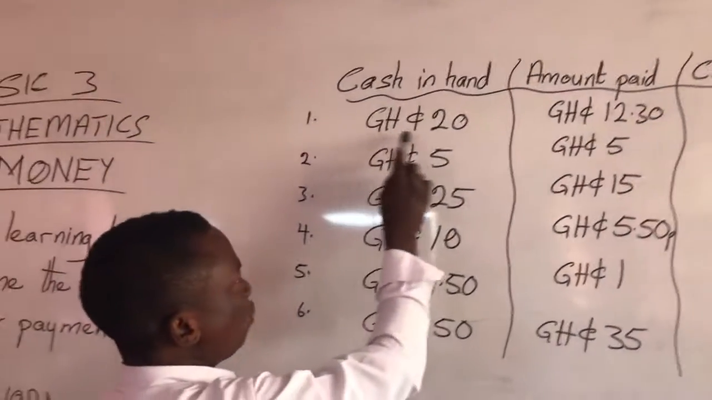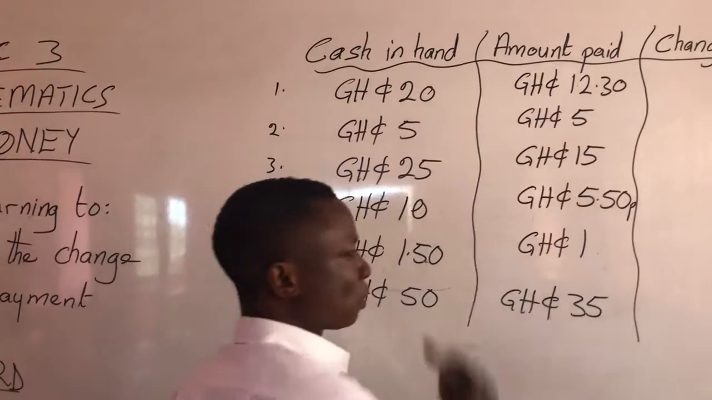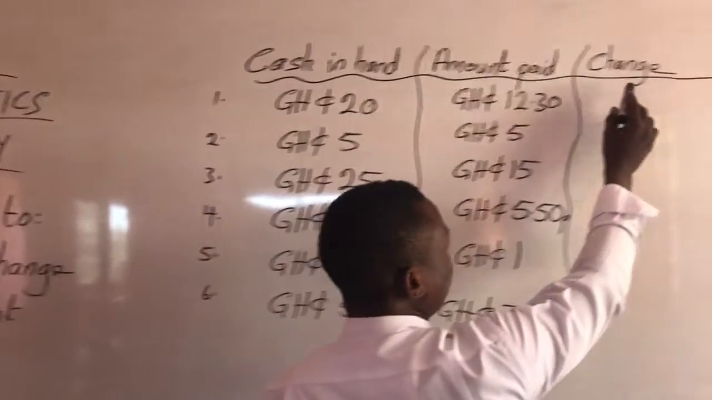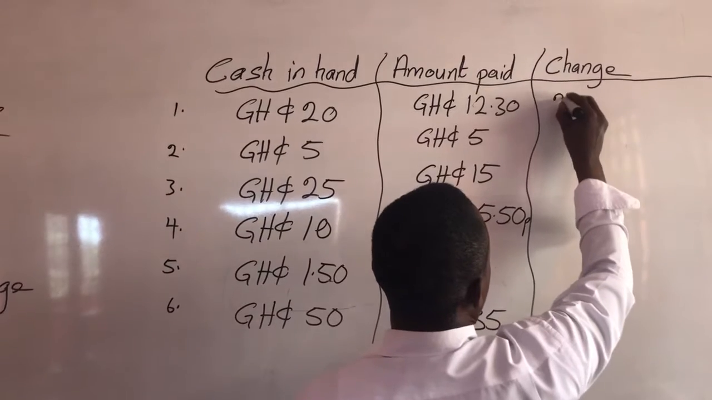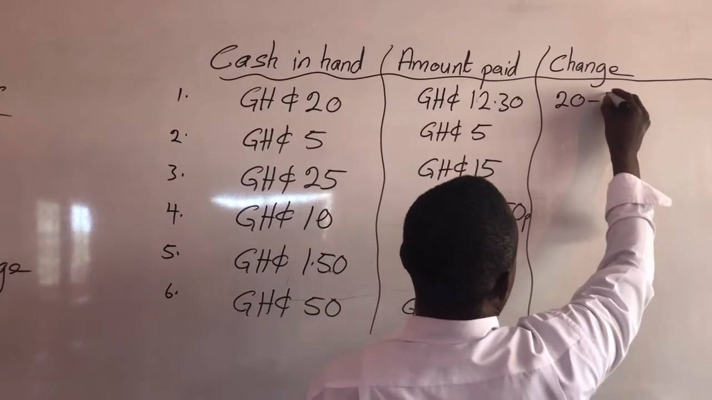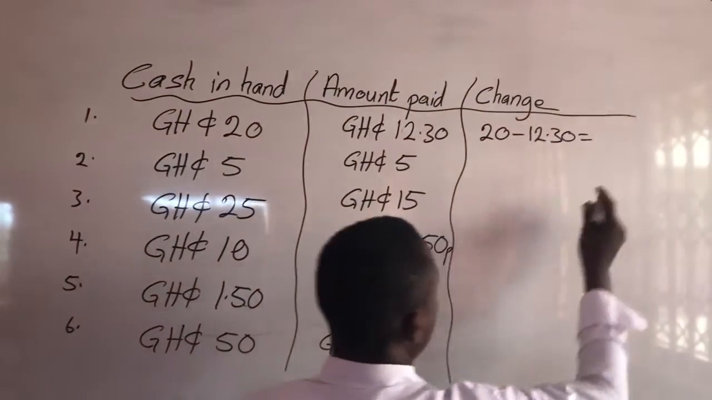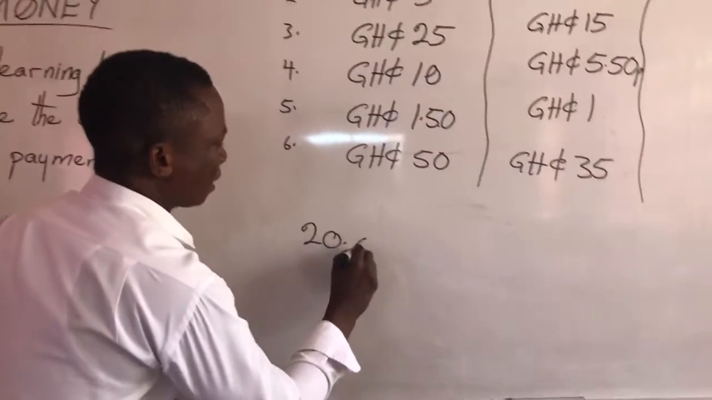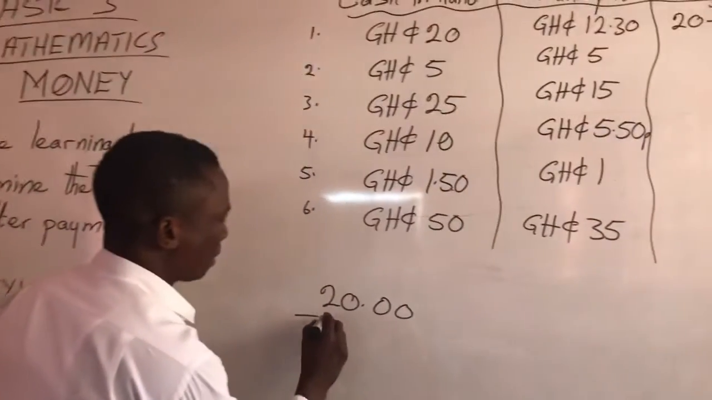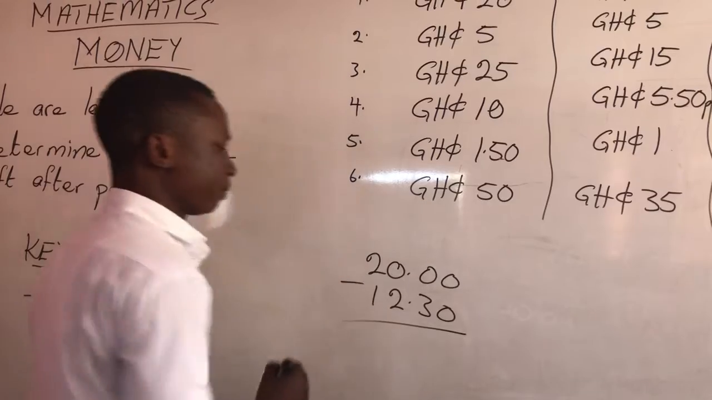So if you are given 20 Ghana cedis and you bought an item which was 12 cedis, 30 pesewas, then what will be your change left? So you quickly write 20 minus 12 cedis, 30 pesewas. We can't solve it horizontally like that, so we have to rewrite it in this form: 20 Ghana cedis minus 12 cedis, 30 pesewas.